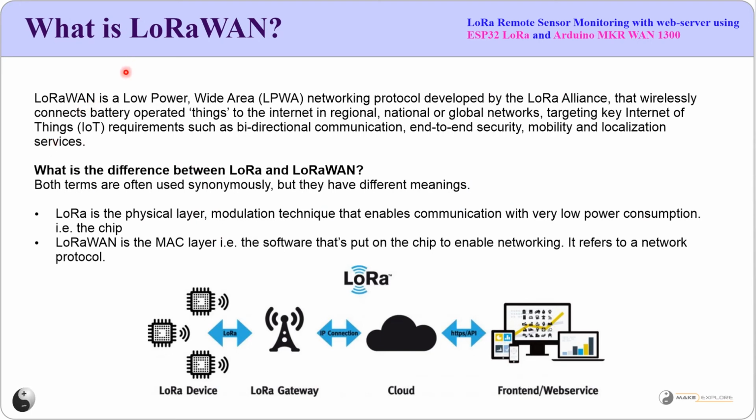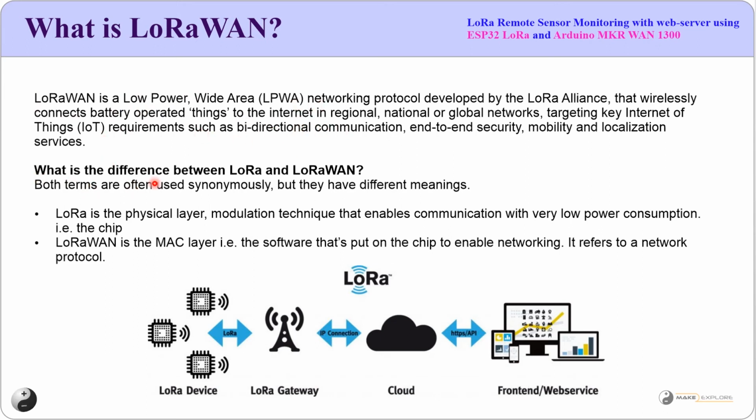LoRaWAN. What is LoRaWAN? LoRaWAN is a low power wide area networking protocol developed by the LoRa Alliance that wirelessly connects battery operated things to the internet in regional, national or global networks, targeting key Internet of Things requirements such as bidirectional communication, end-to-end security, mobility and localization services. So in short, LoRaWAN is a protocol used in IoT applications.